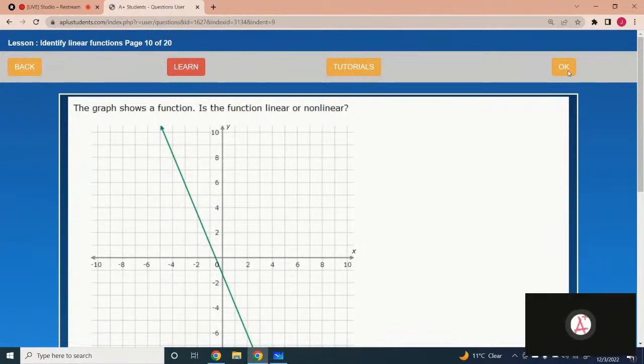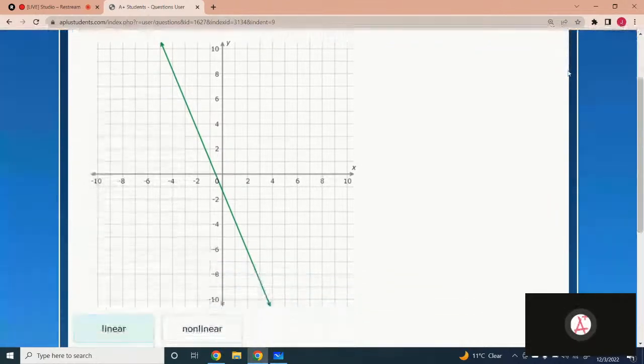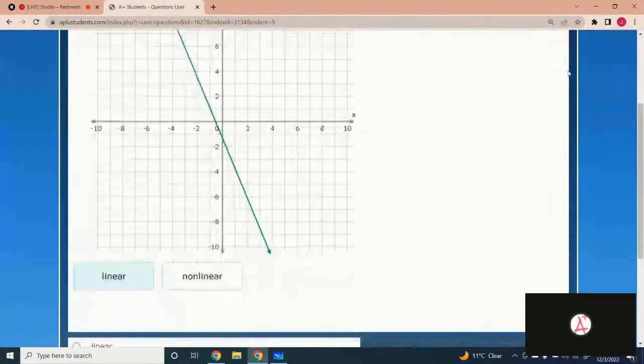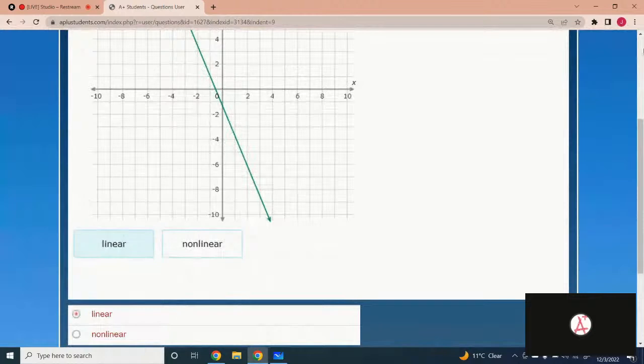Okay, the graph shows a function. Is the function linear or non-linear? It is a straight line. Got it? So that means it is a linear function. So just select the correct option and click on the OK button.